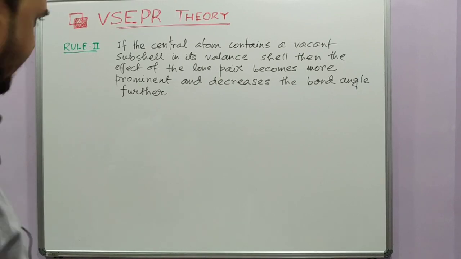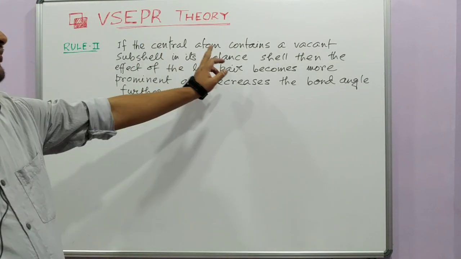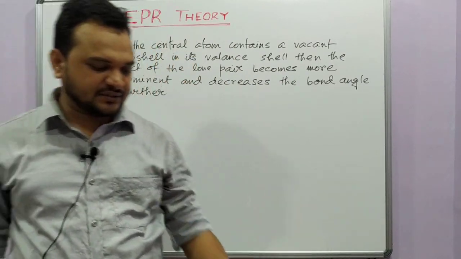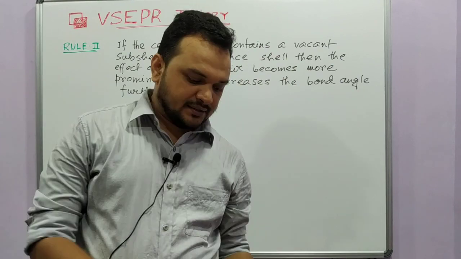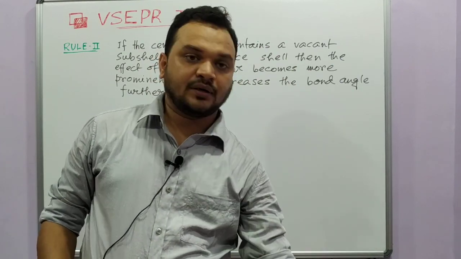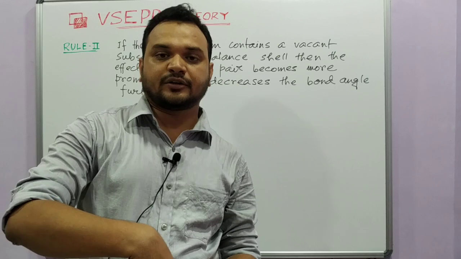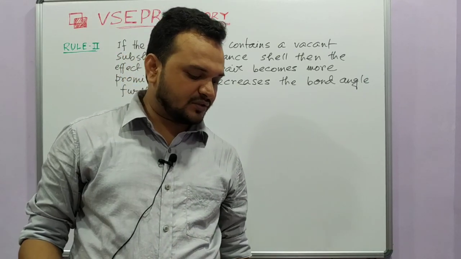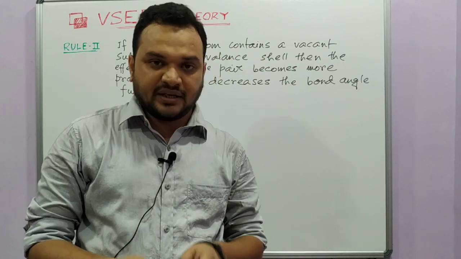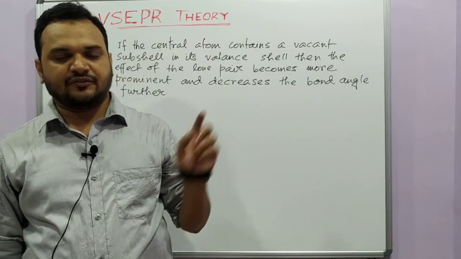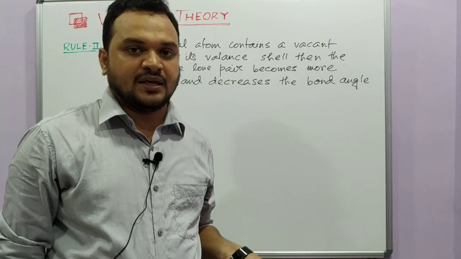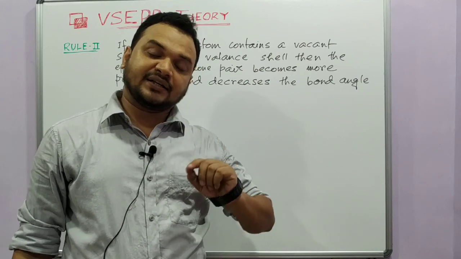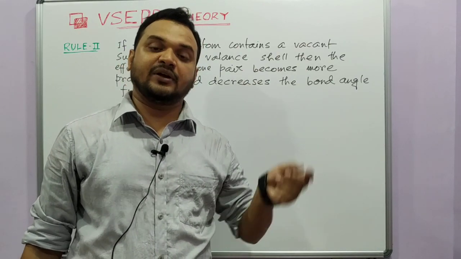Now the second rule says that if the central atom contains a vacant subshell in its valence shell, then the effect of the lone pair becomes more prominent. What is the effect of the lone pair? We have already seen in rule 1 that the presence of a lone pair tries to decrease the bond angle. Now if the central atom contains a vacant subshell in its valence shell, then this effect of the lone pair becomes more prominent and it decreases the angle even further.